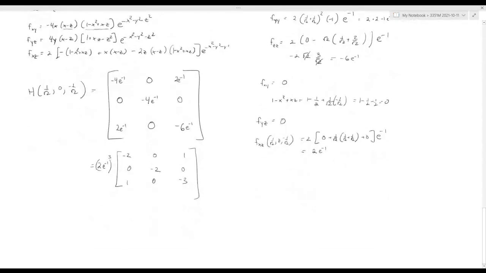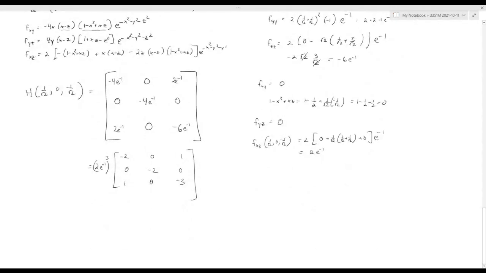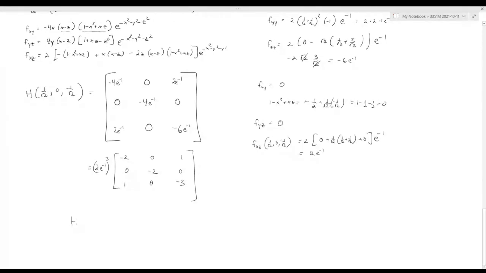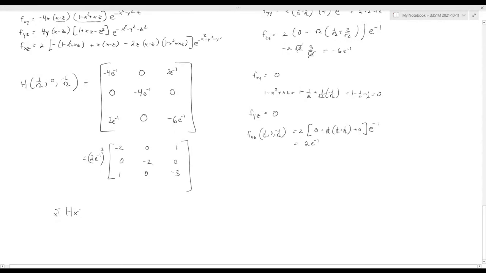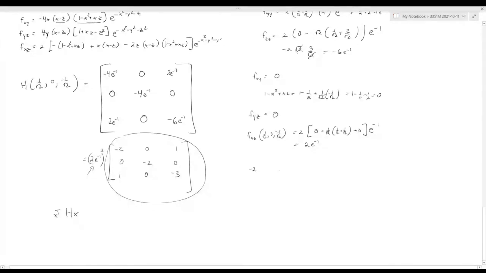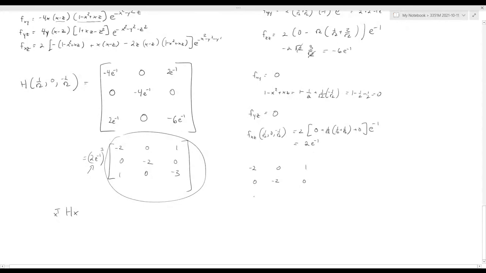Okay. Obviously, if this H is positive definite, then this has to be positive definite or negative definite, because that's just a positive factor. So we can just check whether this matrix is negative or positive definite. I mean, we could do it with the exponentials as well, but you know.